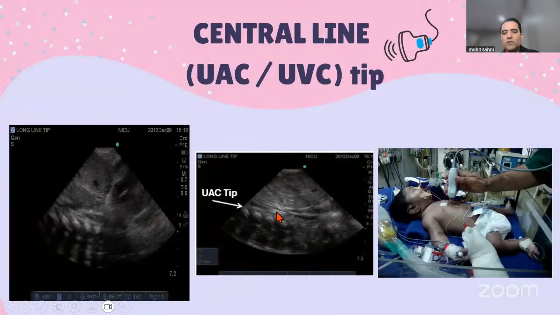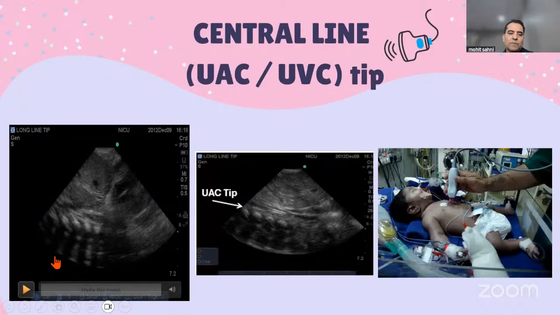In that you see this tip. So for both UAC and UVC, we do the subcostal views. The probe is to be kept just below the xiphisternum, and the pointer is pointing at 12 o'clock. If we sweep the probe towards the right side, it is UVC. And if we sweep the probe towards the left side, it is UAC.